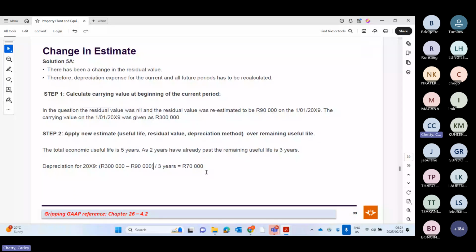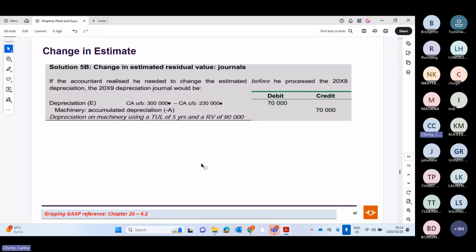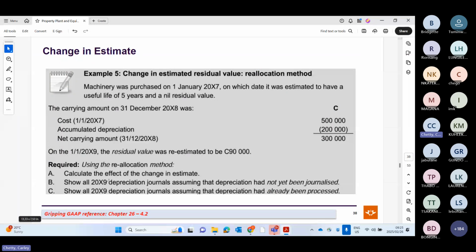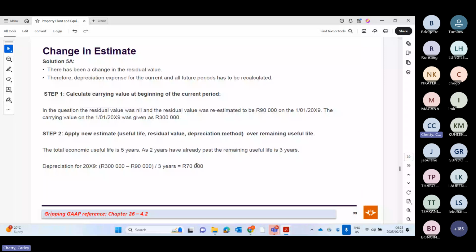Now we need to have a look at part B. What does part B say? Show all 2009 depreciation journals, assuming that depreciation had not yet been journalized. So if the accountant had not processed the depreciation yet, we have just determined that the depreciation for 2009 should be 70,000. So we are going to process our journal entries. We're going to debit depreciation with 70,000 and credit machinery accumulated depreciation with 70,000.